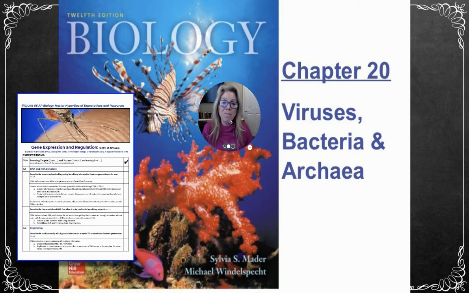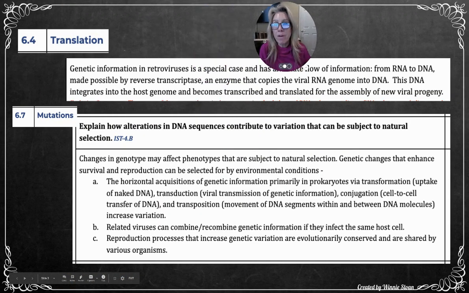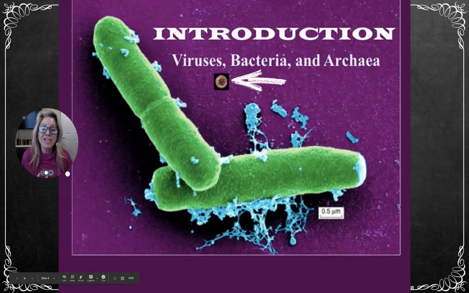Okay, so for my students, this is chapter 20. This right here is the AP expectations for Unit 6, Gene Expression and Regulation. And so the topics that we're going to be discussing today come from 6.4 translation and 6.7 mutations, and also we'll do a little bit of review of bacteria as well. All right, so let's get started.